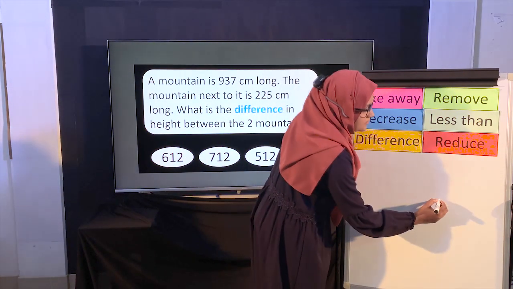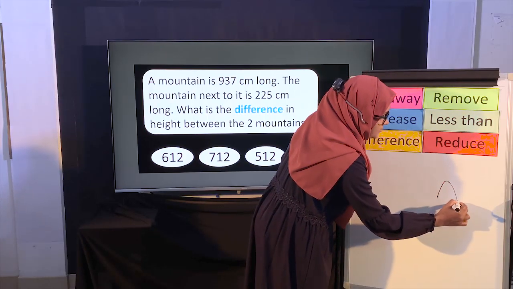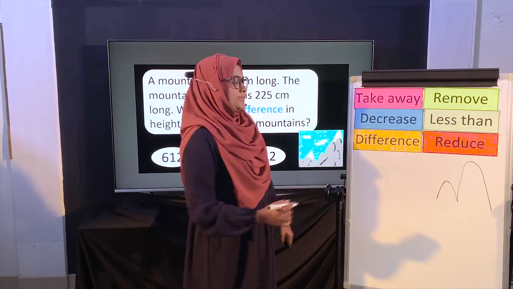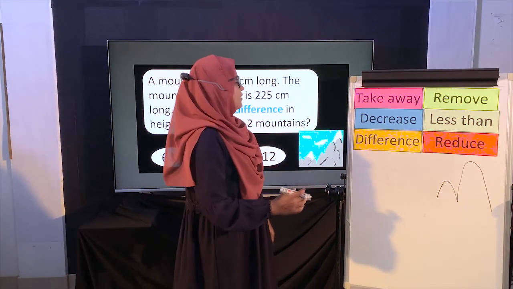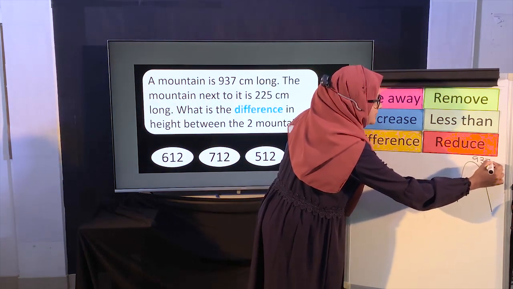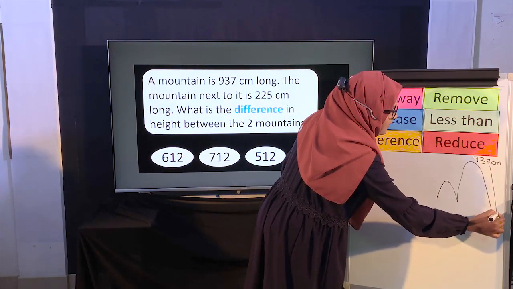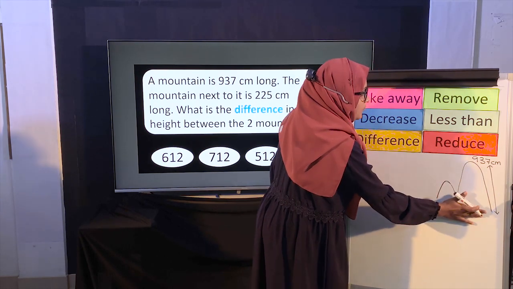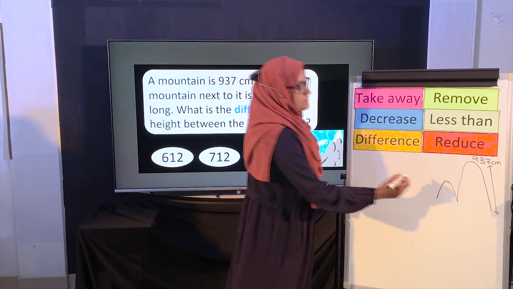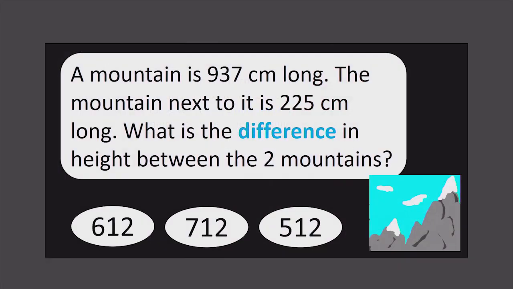First I will draw a small mountain. Then next to it a taller one. It says that the longer mountain is 937 centimeter long. So it is the height from bottom to top. The shorter mountain. What is the height of the shorter mountain?